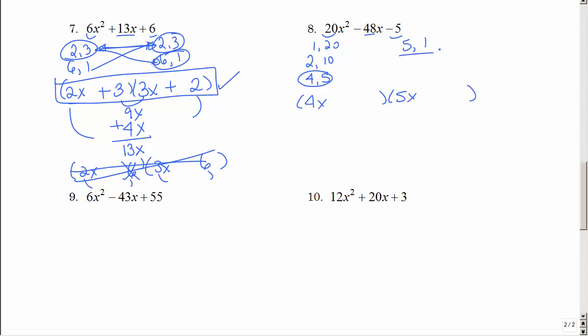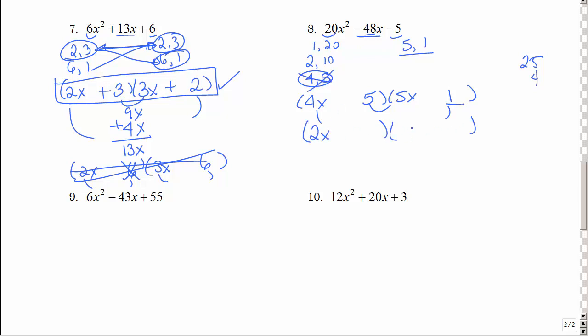Where can the 5 not go? It cannot go there. So if this works, it has to go that way. Let's see, that's 25, that's 4. 25 and 4. Is that somehow going to get you 48? Add or subtract? No. All right, so we know that doesn't work.